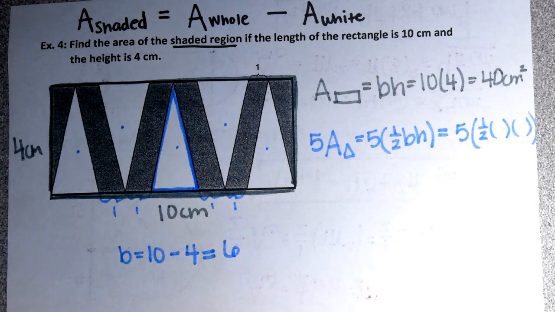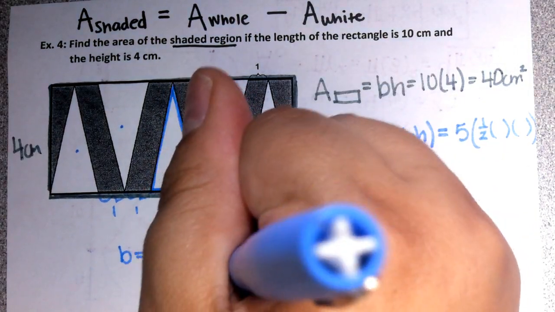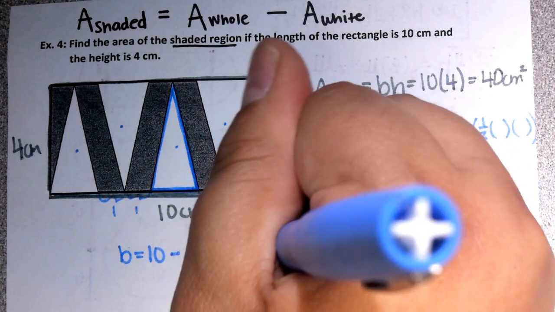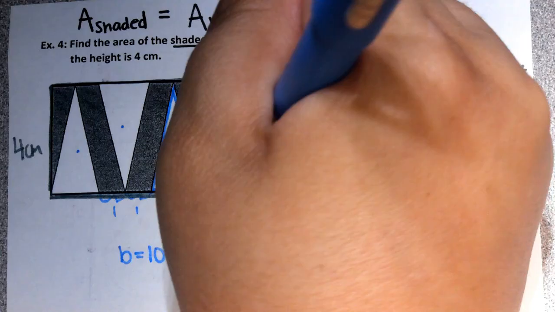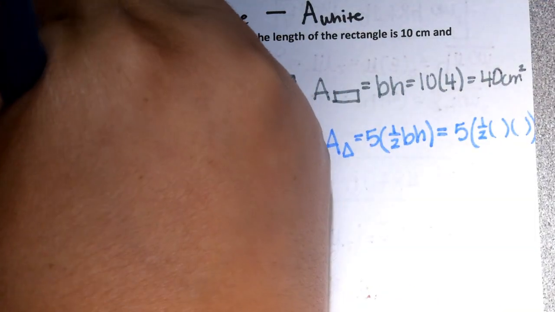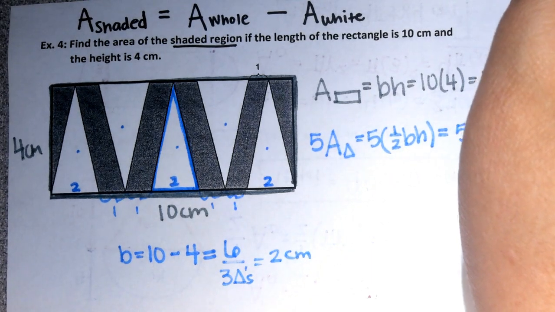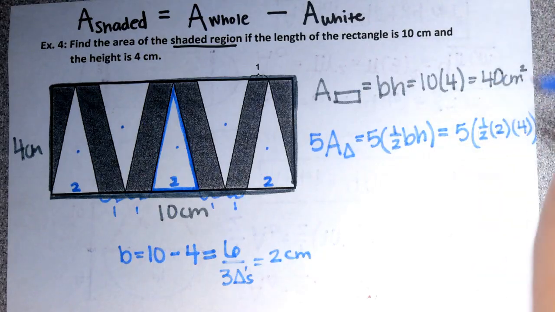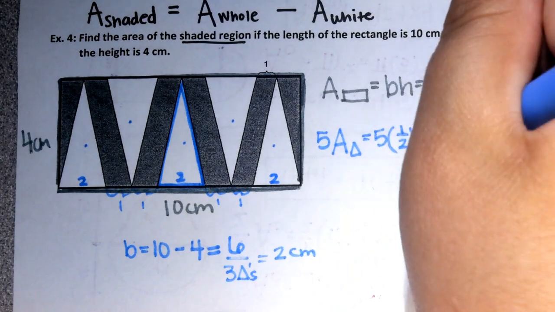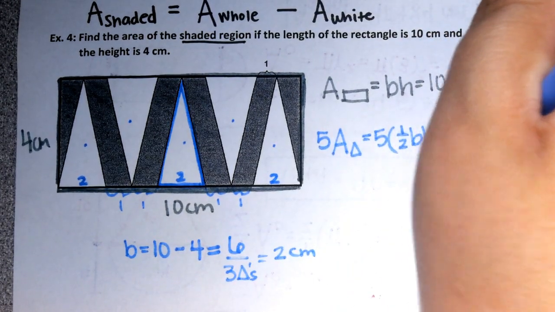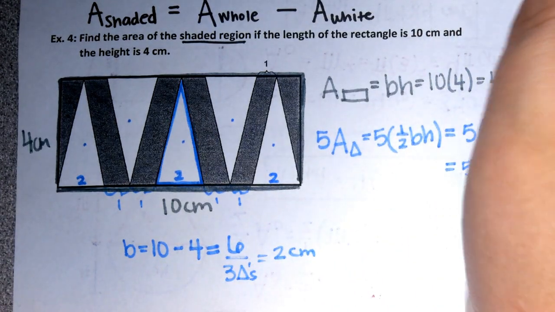Why are we dividing by 3? There are 3 bases at the bottom, which leaves us with 2 centimeters down here. And we know the height is 4 because it's the same as the rectangle. So what is half of 2 times 4? And what is 5 times 4?